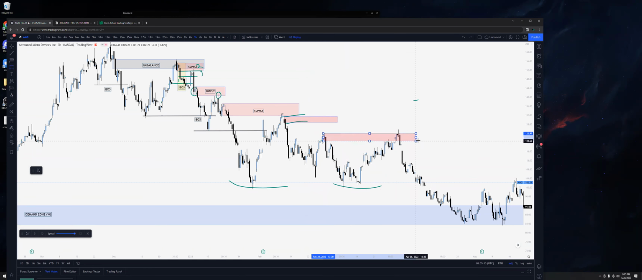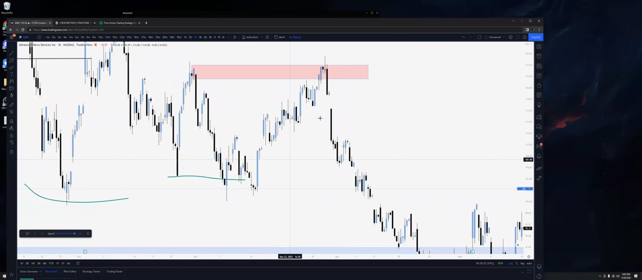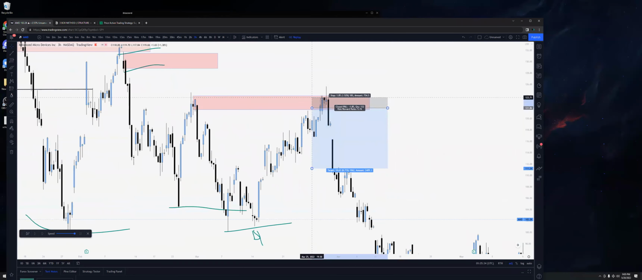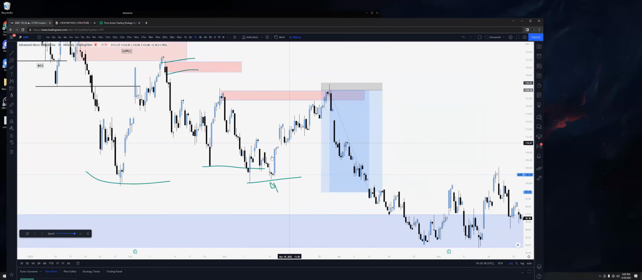There's a supply zone right here. Why is that a supply zone? Because that broke structure right here. That did a new low. When that did a new low, it came to here and it got rejected. There's liquidity here. We're going to target that and we can go short. There you go. That just fell. Okay, that fell.